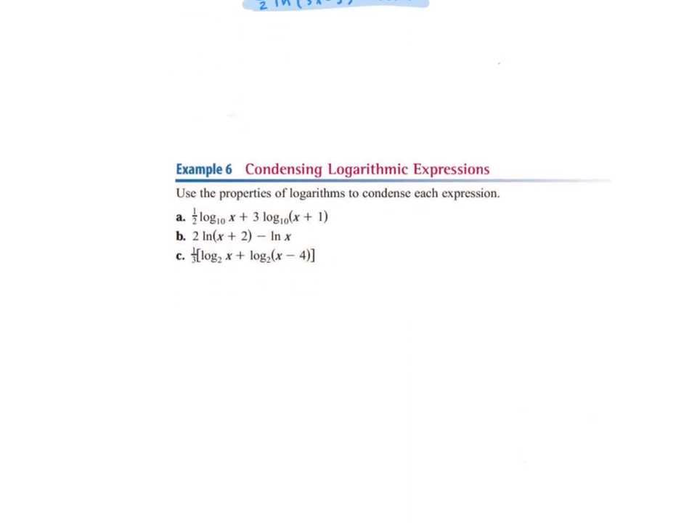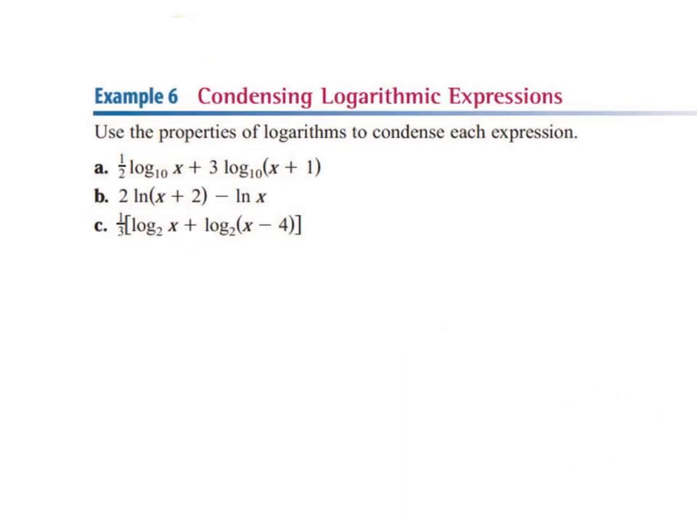So let's take a look at number 6. Now we are condensing. So we need to use the properties of logarithms to condense each expression. So looking at A, anytime we have something multiplied out front, we want to bring it to the top. So we're going to bring the 1/2 to the top and the 3 to the top. And then we have addition here. So we know addition goes with multiplication. First thing I'm going to do is just bring the exponents to the top. I'm just going to do one step at a time.